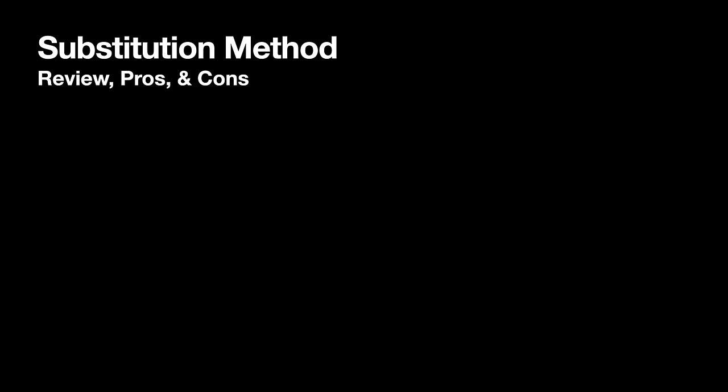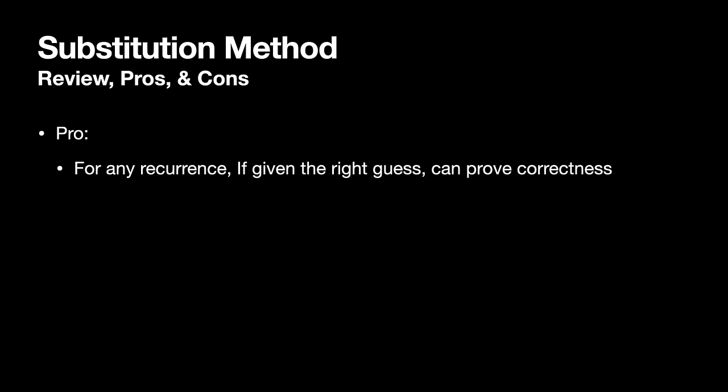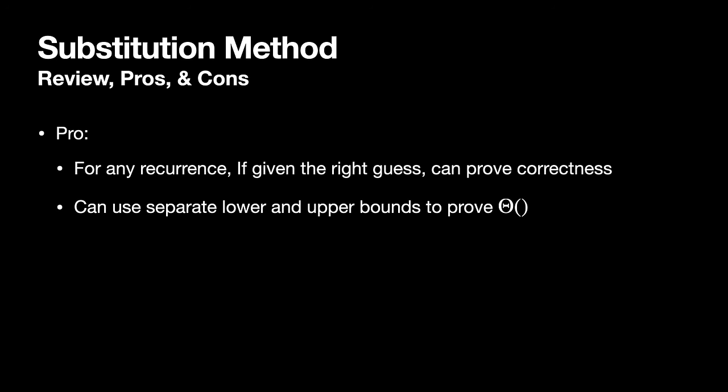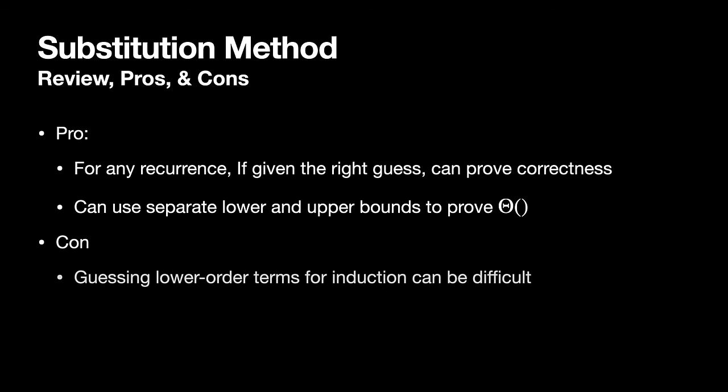Okay, quick summary of the substitution method. A review of some pros and cons. So pro, if we've got any recurrence, given the right guess, you can prove its correctness by doing an induction proof. Also, you can use separate upper and lower bounds to try and prove big theta. One of the downsides here is that guessing lower order terms for induction can be difficult, guessing those constants, or if we had something that had a lower order term that was something besides a constant, it can be difficult to guess those.